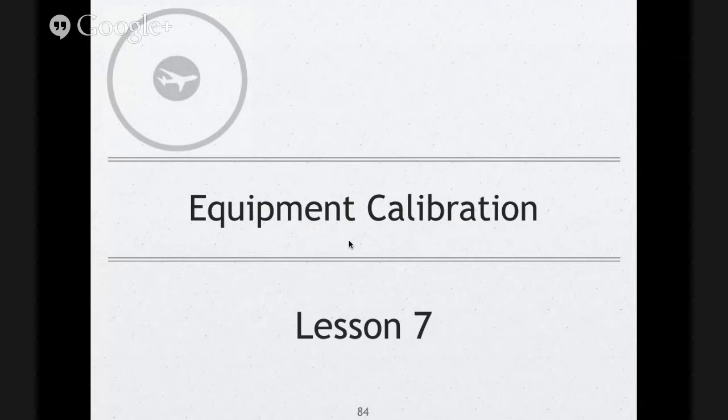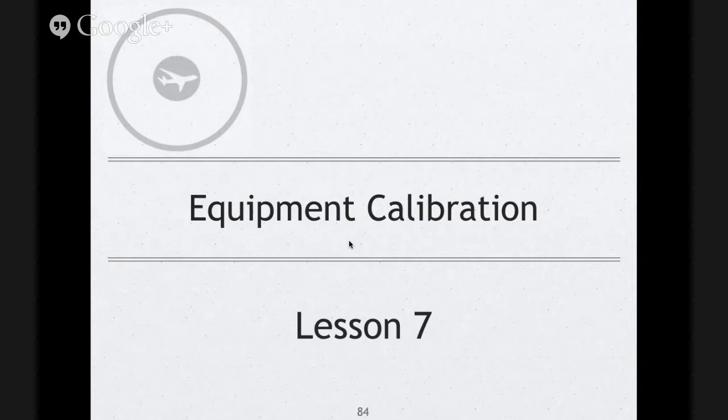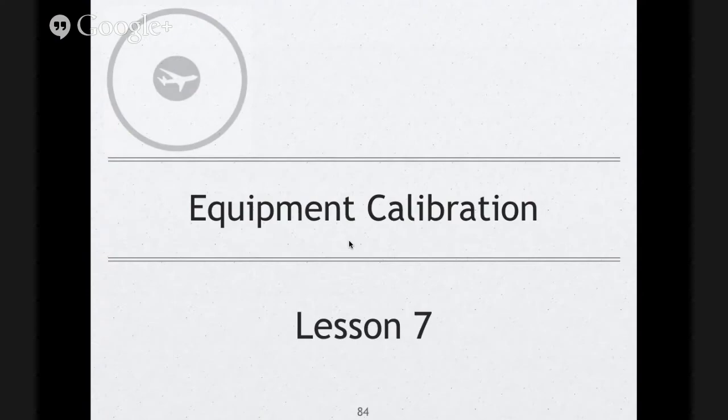Okay? Right. So we're going to go into chapter 7 now. Okay, great. And we'll try to continue on with this. So, chapter 7. We're going to talk about equipment calibration, okay?